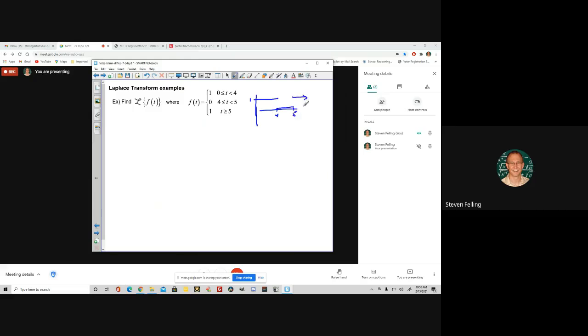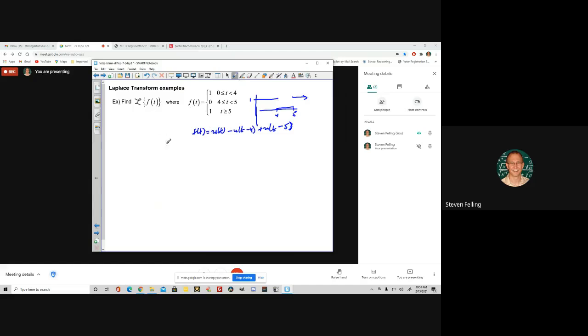Okay, so the way I could write that with unit step functions is say start with a unit step function that makes it 1 starting at t equals 0, but then subtract off a unit step function starting at 4, and then add back in a unit step function starting at 5. So here's a way to express this piecewise function in a single expression with unit step functions, using the techniques we did yesterday. And that means that I'm going to take the Laplace transform of that.